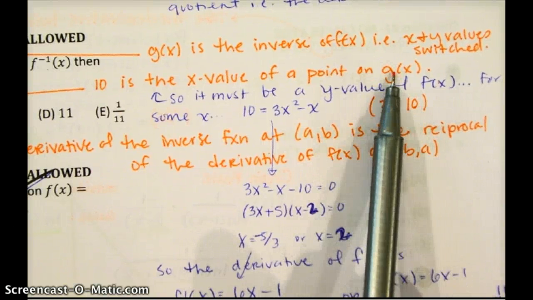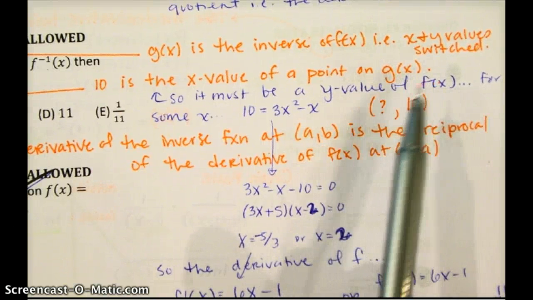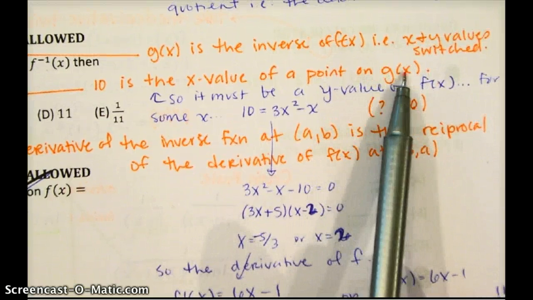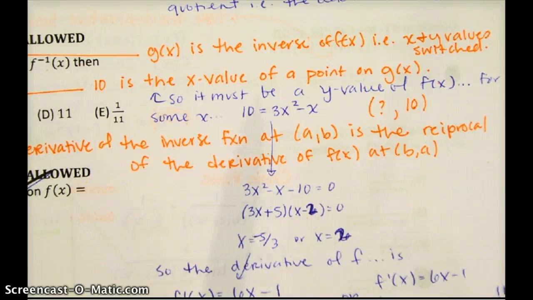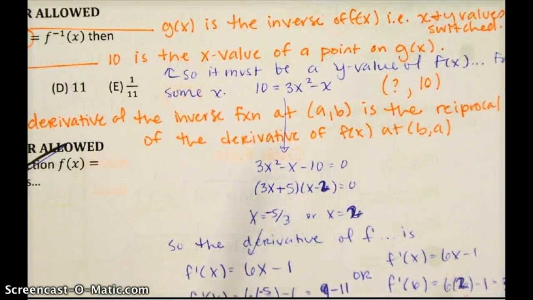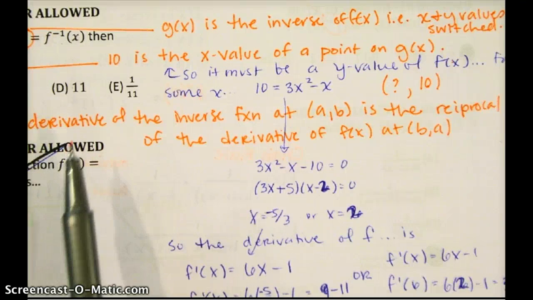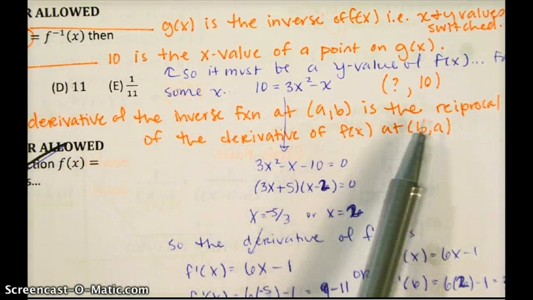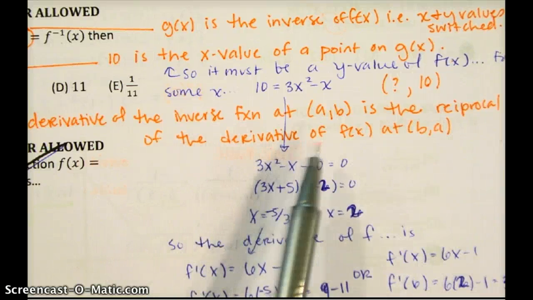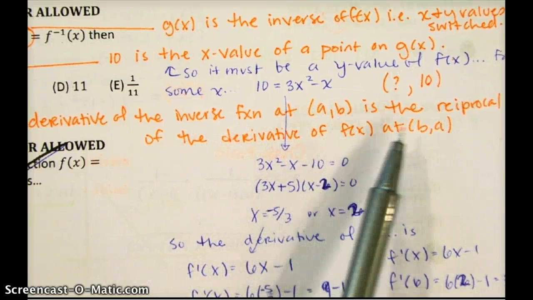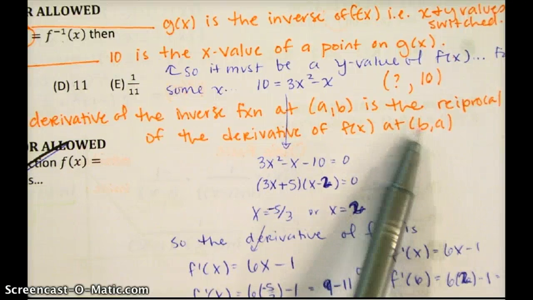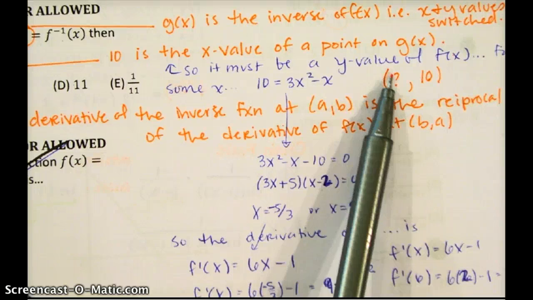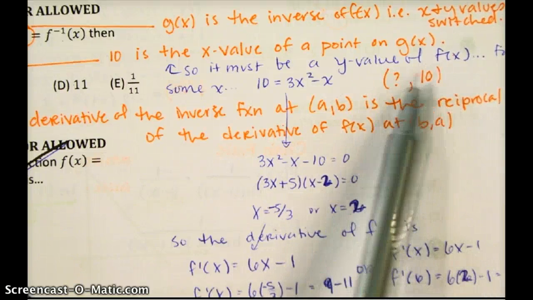And since g of x is the inverse function, either one of those points could be the corresponding point on g of x. And so this is where that last connection has to be made. The derivative of the inverse function at a certain point is the reciprocal of the derivative of the normal function at the corresponding point, as in the point with the x and the y's flipped. Right, so we're talking about this point, which is on f of x, because that's how I solved it.